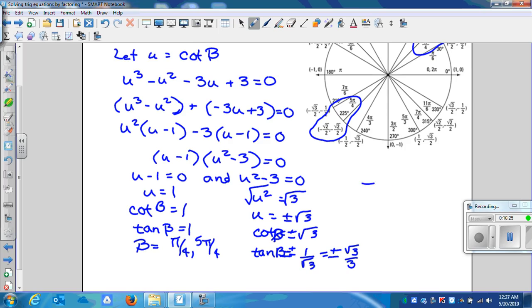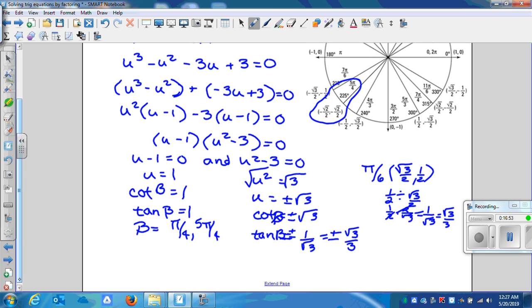If you look at pi over 6, and you look at its coordinates, square root of 3 over 2, 1/2, and you perform the division on that, 1/2 divided by square root of 3 over 2, that's the same as 1/2 times 2 over square root 3. Your 2's cancel. You get 1 over square root 3, which does rationalize over to square root 3 over 3. So your beta value is pi over 6.